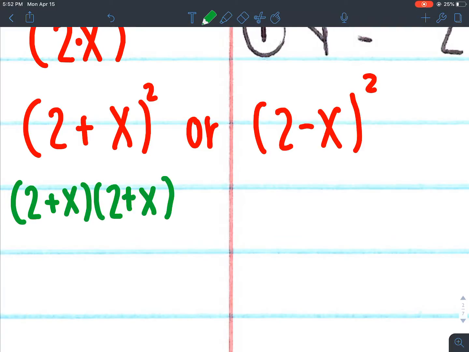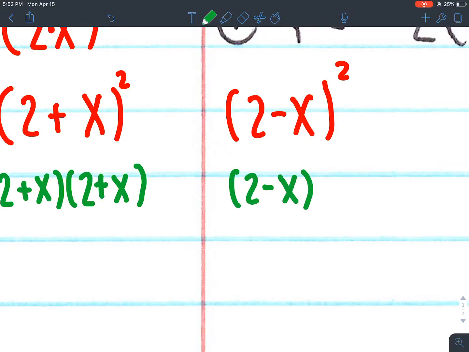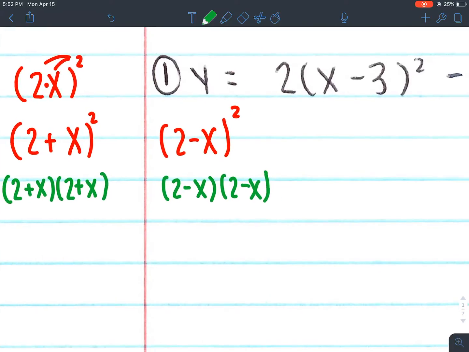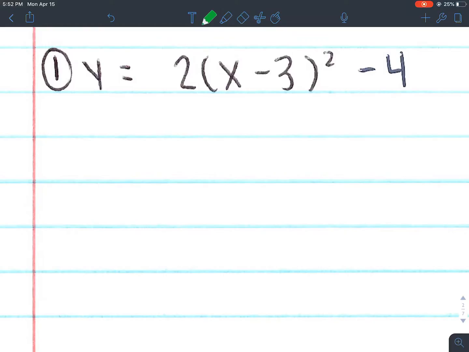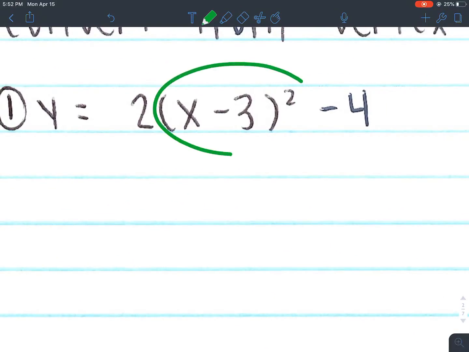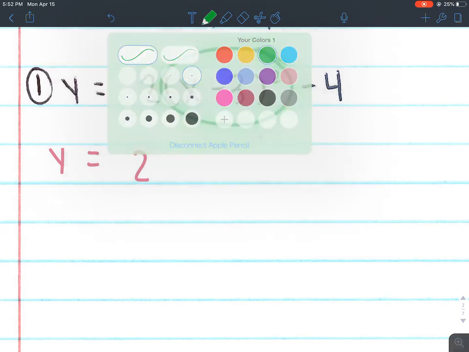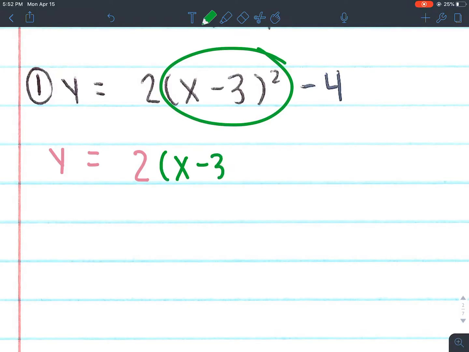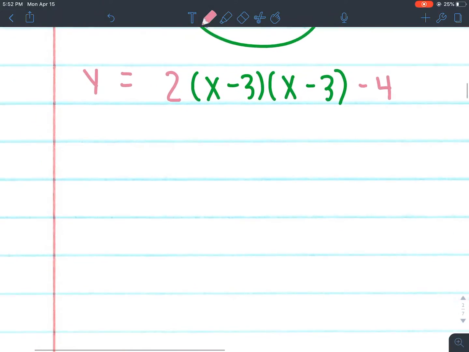If in this case there was a minus sign in the middle, I'd have 2 minus x times 2 minus x. So the important thing here is that you must write it twice. You cannot distribute. If you distribute, nothing will be correct. So I'm going to write this twice. Everything will stay the same, y equals 2, but I'm going to write the (x minus 3) twice, because it's being squared. Now again, our goal is to go from vertex to standard, so I'm trying to get rid of those parentheses.